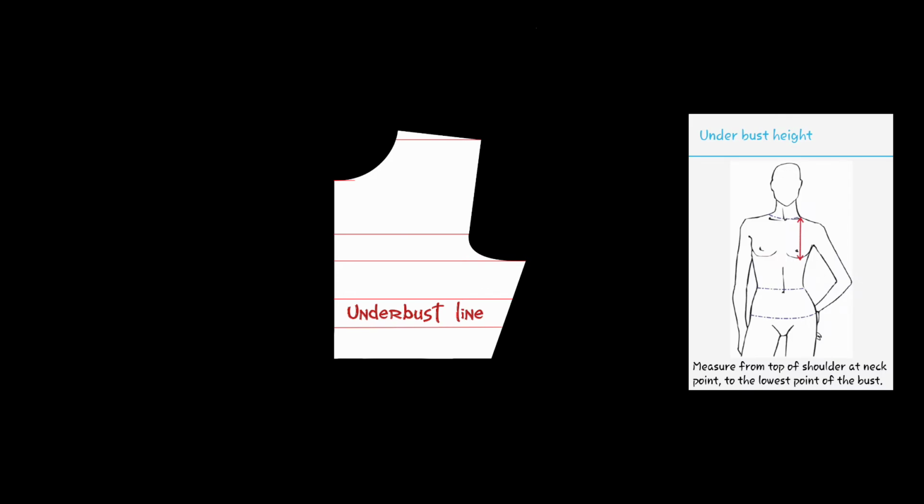It's time for us to move forward with our princess cut bustier. Now the first thing you should do is mark out your under bust line. That is from the highest point of your shoulder to under your bust.